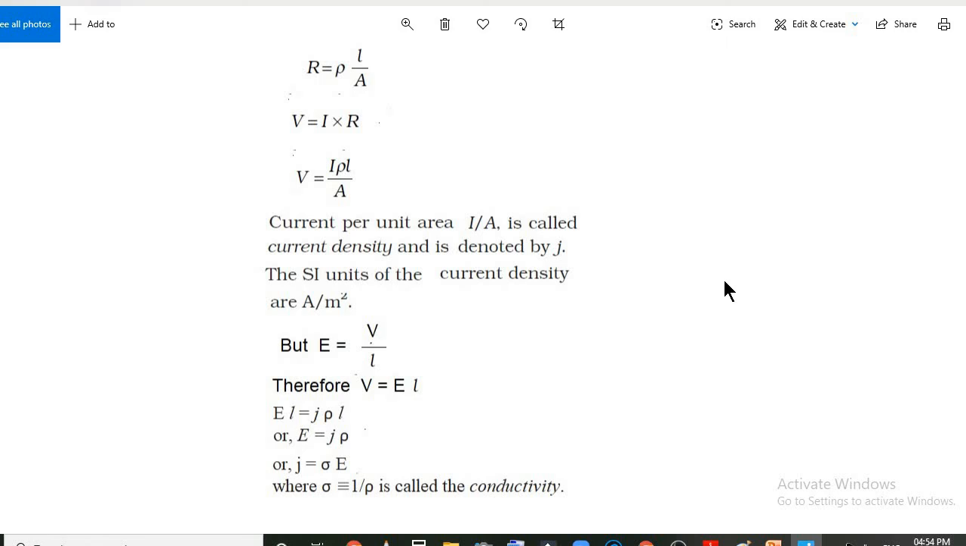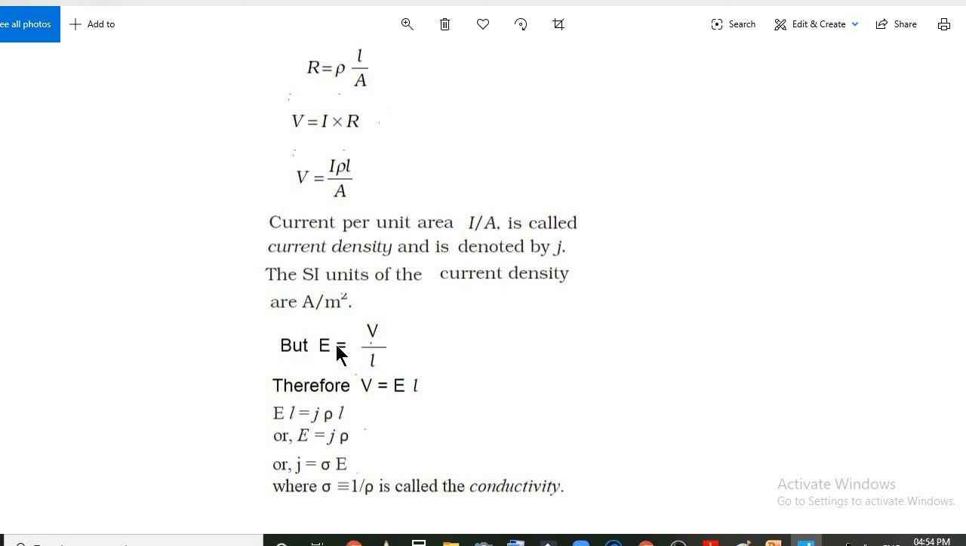From here onwards in many chapters we require that term. So what is its unit? Total current by total area. Total current is ampere, area is meter square. So the unit of current density is ampere per meter square. You can write like this.